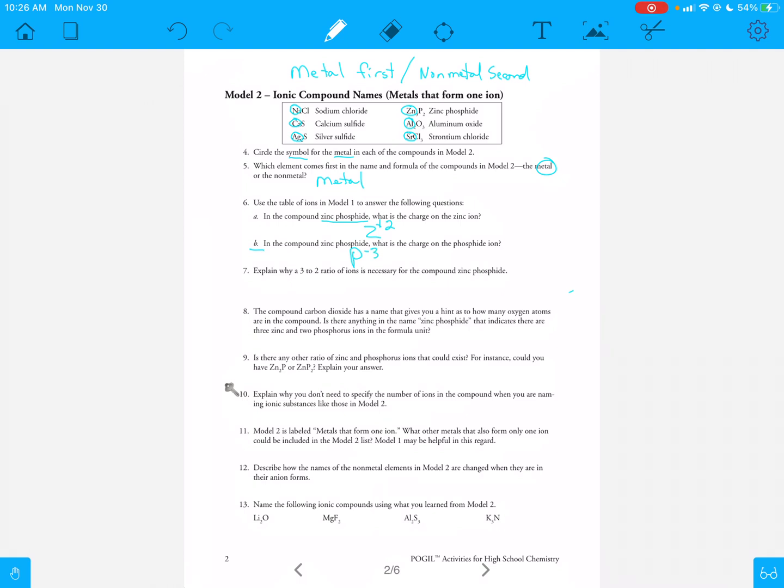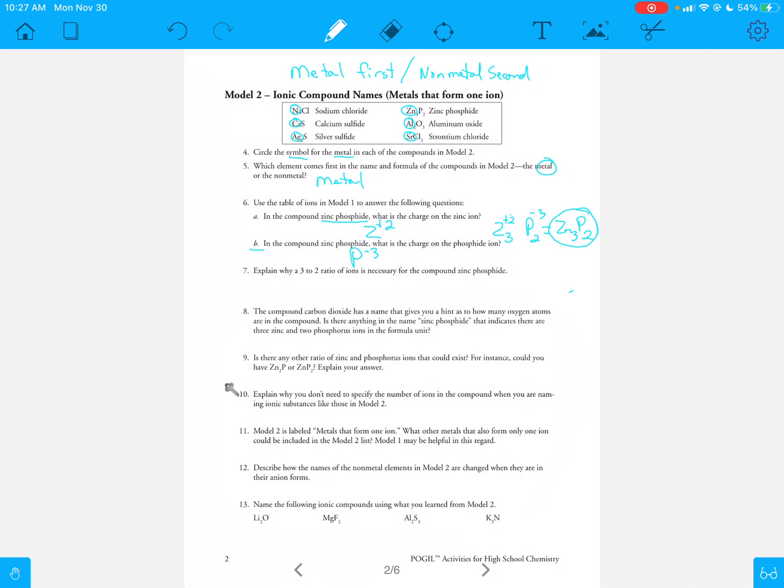So what would we say the actual formula is? Well, that's going to be zinc with a +2, phosphorus with a -3, crisscross applesauce, 3 and 2. That's going to end up being what? Zn3P2, zinc 3, phosphide 2. So this would be the actual formula for zinc phosphide, just in case you might want to know that.